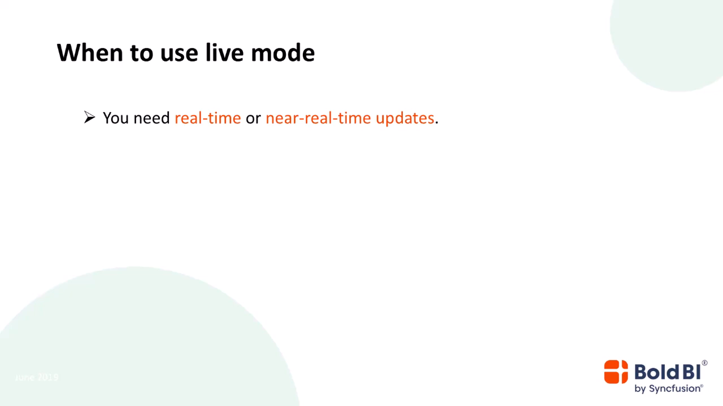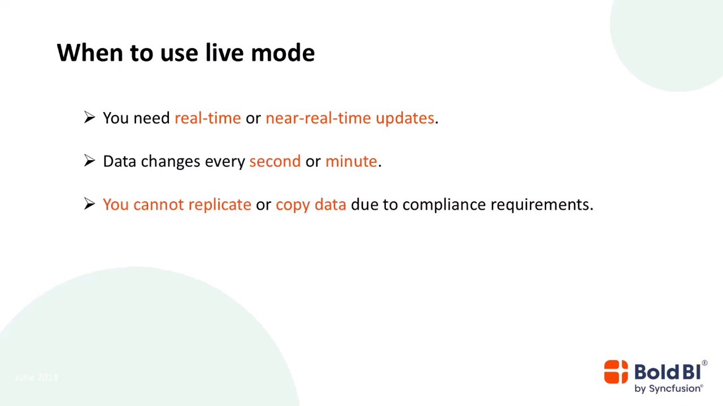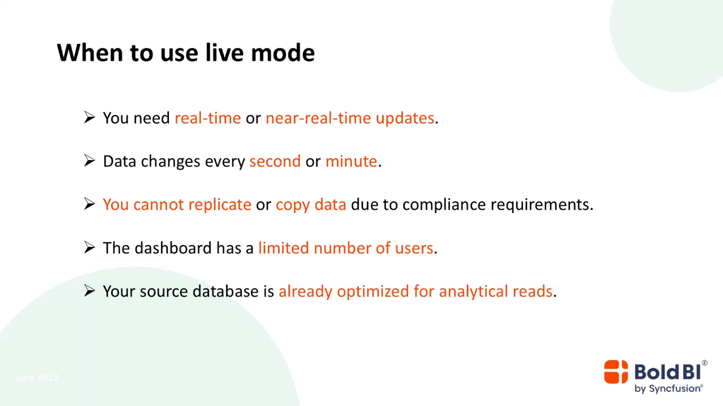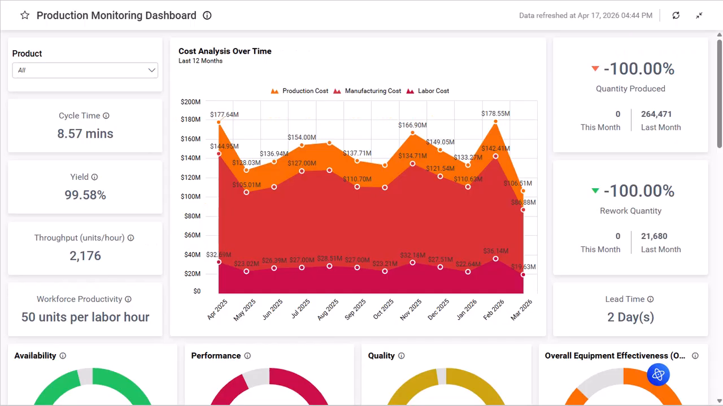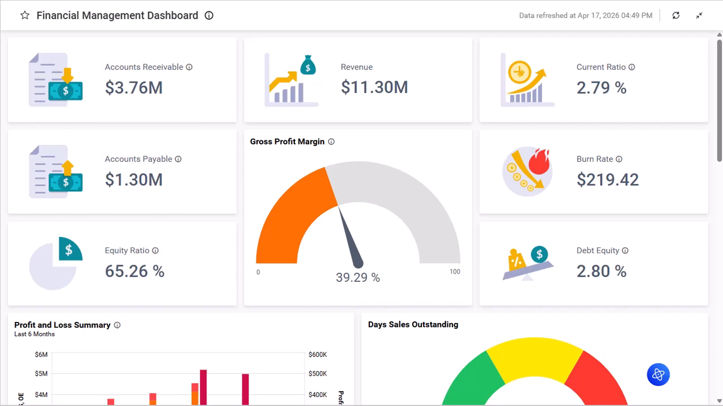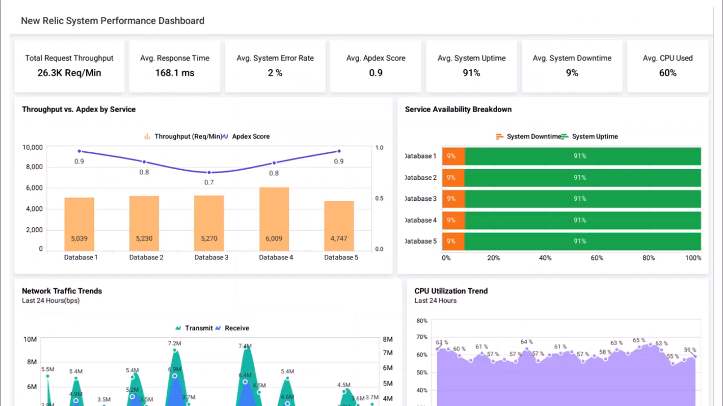Live mode is ideal when you need real-time or near real-time updates. Data changes every second or minute. You cannot replicate or copy data due to compliance requirements. The dashboard has a limited number of users. Your source database is already optimized for analytical reads. Here are some common scenarios where live mode is used: production monitoring, transaction tracking, and system health and status oversight.